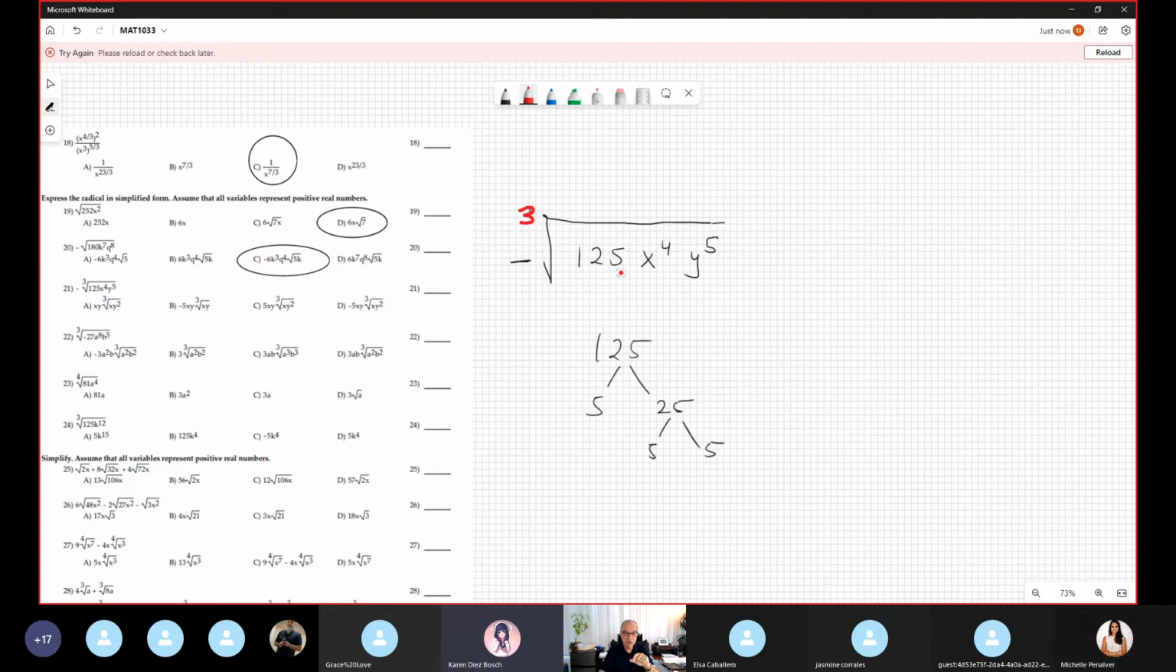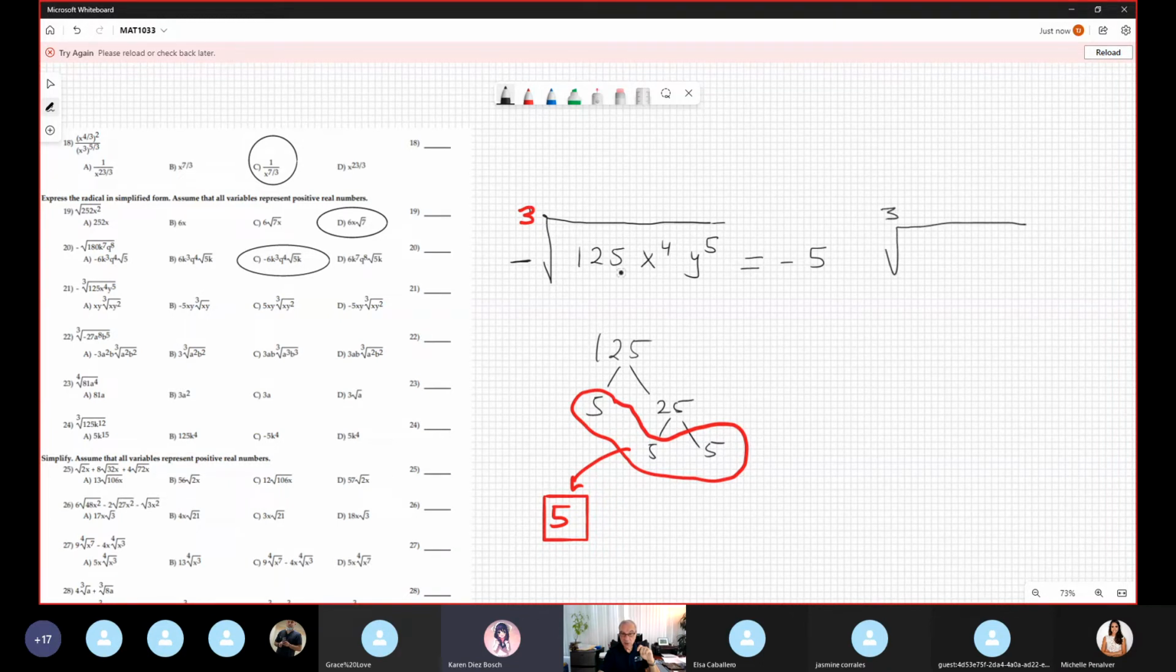And a cubic root needs 3 identical factors. So this triple of 5 represents 1 factor outside. In this case, that was nice because 125 is a perfect cubic number. The numerical part is -5, the root, okay, and you analyze x to the 4th power and y to the 5th power.